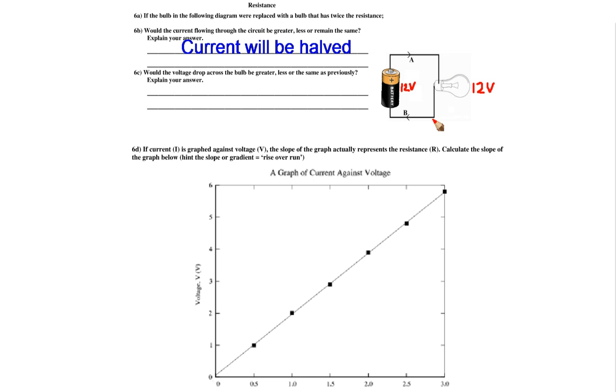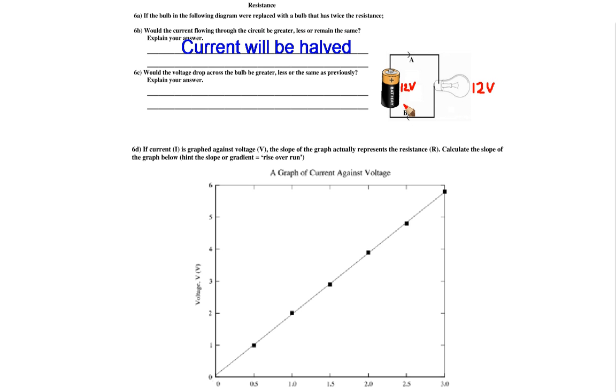All the energy is lost before the electrons return to the battery, and the bulb would simply glow brighter, or if it's too great, it might burn out the bulb. But essentially, increasing the voltage would increase the current.